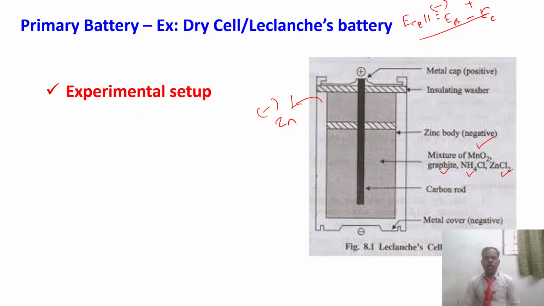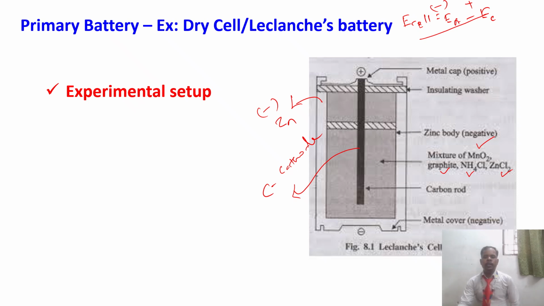Then one more thing, a carbon rod, which acts as the cathode. It is immersed in the electrolyte in the center of the cell. So this is the simple experimental setup. Zinc metal acts as the anode, carbon acts as the cathode, and the remaining electrolyte substances are the mixture of manganese dioxide, graphite, ammonium chloride, zinc chloride, mixed with a small amount of starch and water, converted into paste form, then dried and packed inside the dry cell.